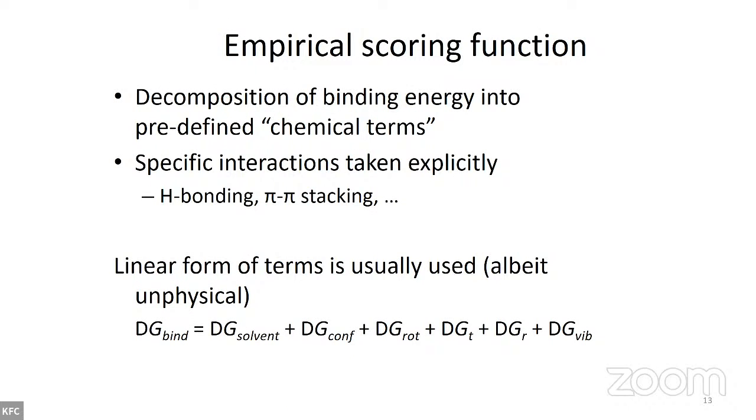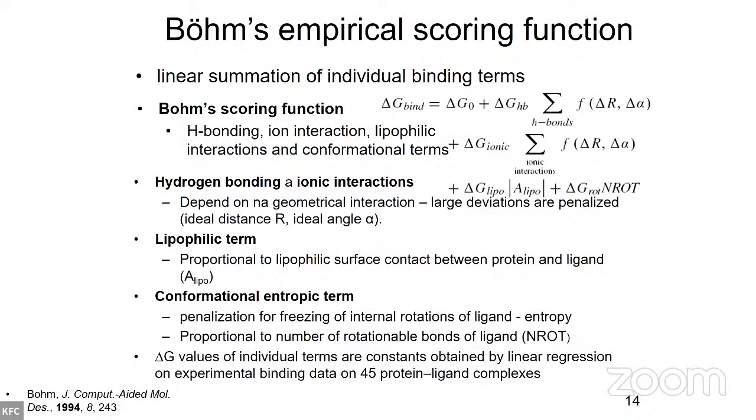Then the empirical scoring functions. The empirical scoring functions basically are trying to decompose the energy into chemical terms so they can be afterwards used to lead up further development of the drug for a chemist. And therefore, they are the hydrogen bonding, pi-pi stacking, and so on. And you basically use some linear term.